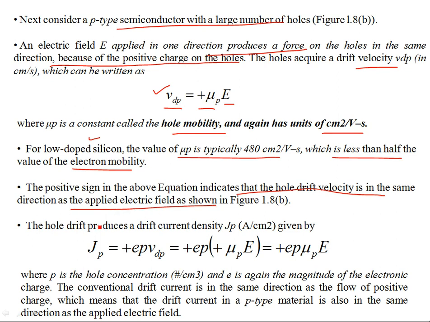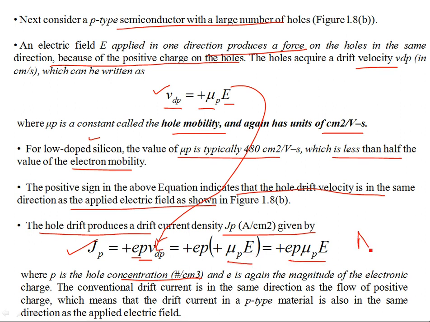That goes for the hole, and the hole drift produces a drift current density, which is given by this relation. This is the same relation. All you have to do is bring in the concentration of the holes. p is the concentration of holes per cubic centimeter, and e is the fundamental charge here. Then if you expand this for v, the drift velocity for the holes, you bring this relationship in and expand it. You will have a very similar current density relationship in terms of amps per centimeter squared.